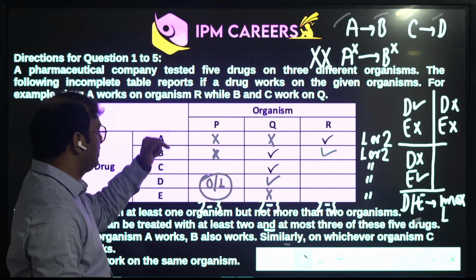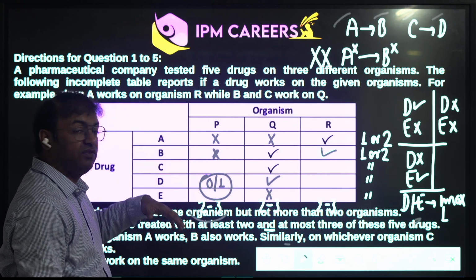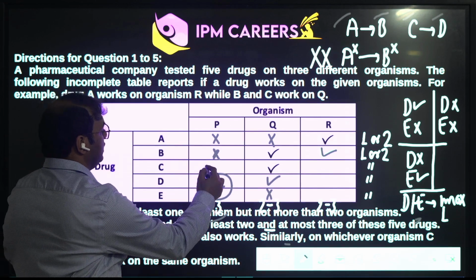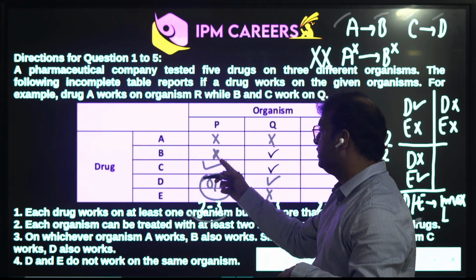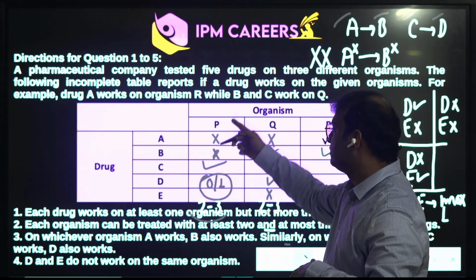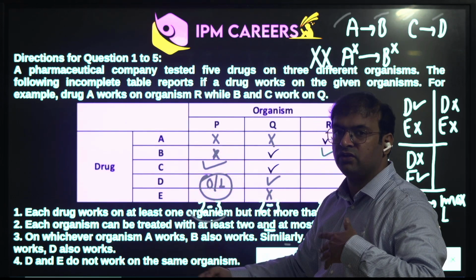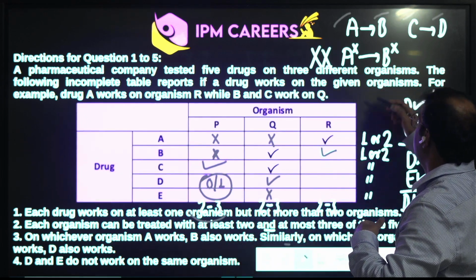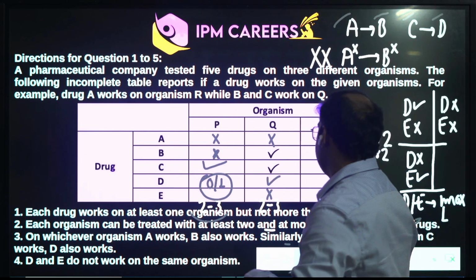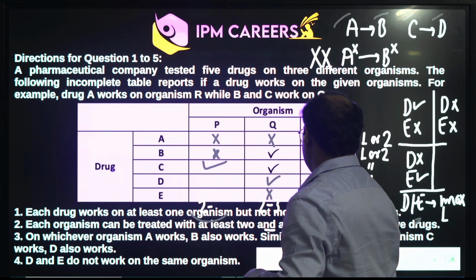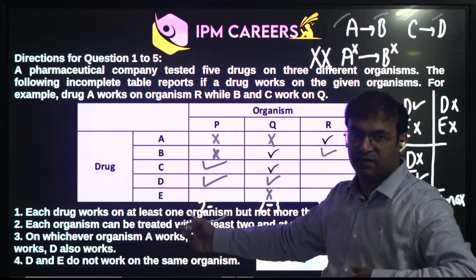Now, if drug C does not treat organism P, the condition of two or three will not be fulfilled, right? So definitely drug C should treat organism P. That is definitely right, guys. Because if drug C is not treating organism P, then organism P cannot be treated with two or three drugs, right? So drug C should definitely treat organism P. Now we know the point that if drug C treats a particular organism, then drug D should also treat the same organism. That means from here we can say that drug D should also treat organism P because drug C is already treating the same organism, right?